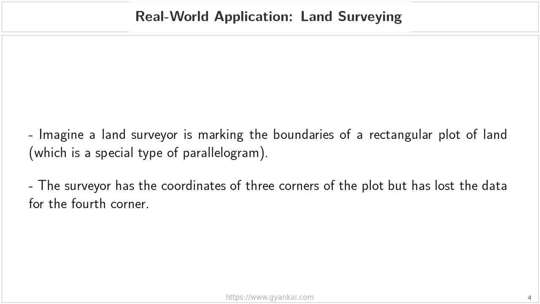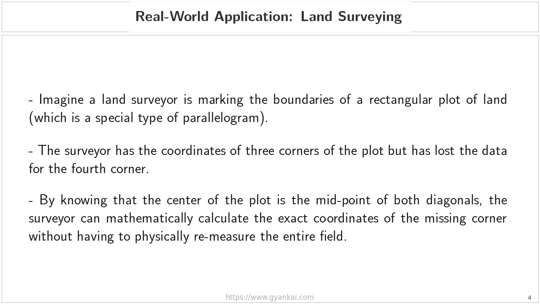Instead of having to physically trek across the entire field to remeasure every boundary line, the surveyor can use the mathematical logic we just covered. By applying the property that the center of the plot is the midpoint of both diagonals, the surveyor can mathematically calculate the exact coordinates of that missing corner. It's a powerful way to use geometry to recover lost information. Now, let's see this logic in action with a concrete, step-by-step numerical example.